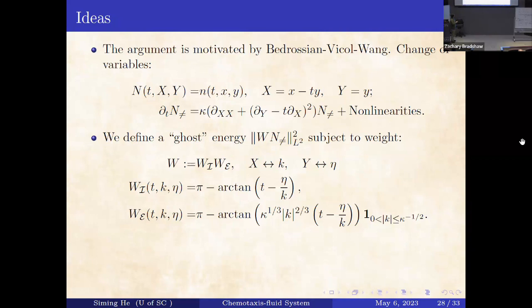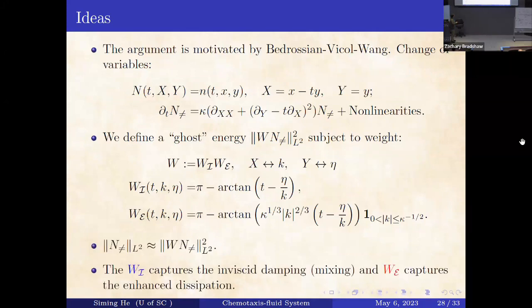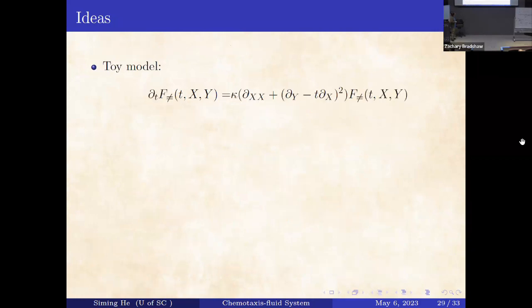Okay, this weight, you can see arctangent is between -π/2 and π/2, so it's a bounded quantity. So these two are just nothing but an order 1 quantity. Okay, it will not hurt you. This is why it is called a ghost. You don't really see it in your energy estimate. But then my claim is that the Wi here captures the mixing effect, and now the We here captures the enhanced dissipation effect. Okay, I'm going to rigorously justify my claim in the next slides.